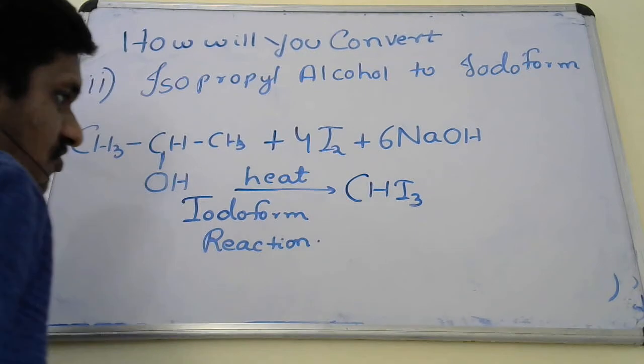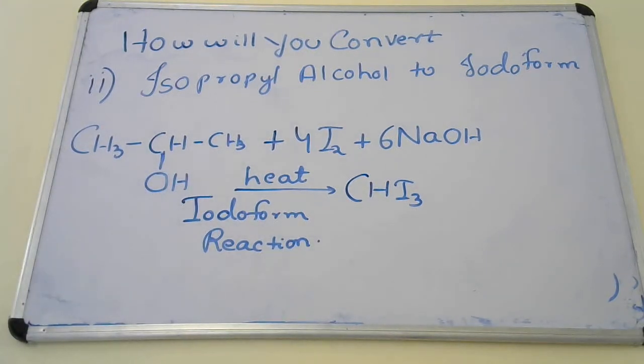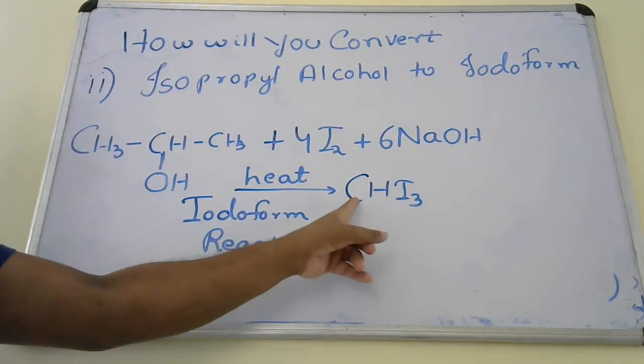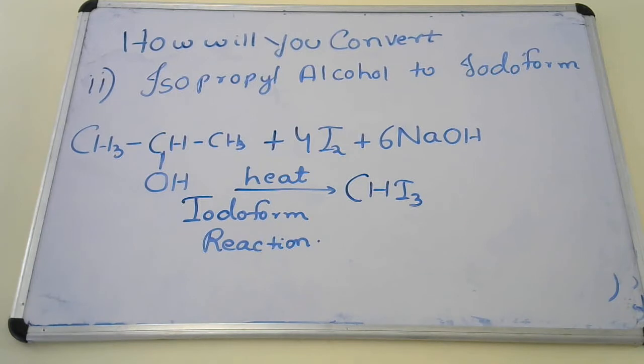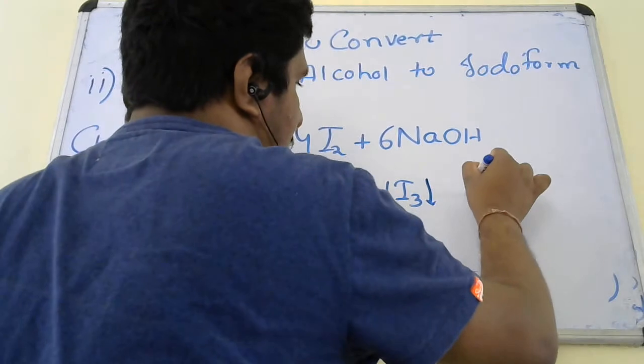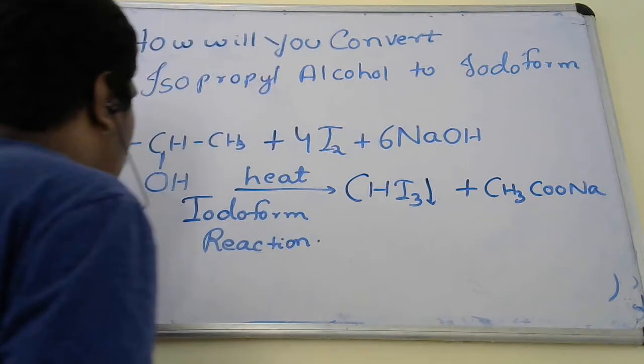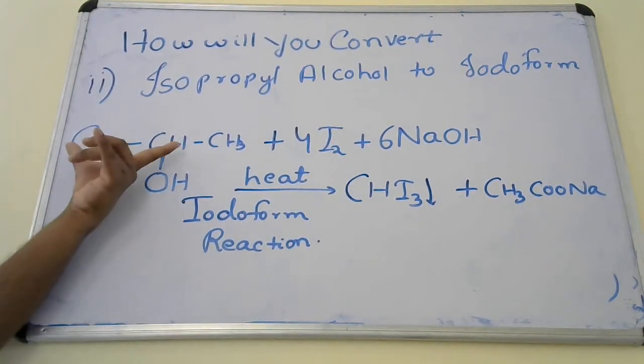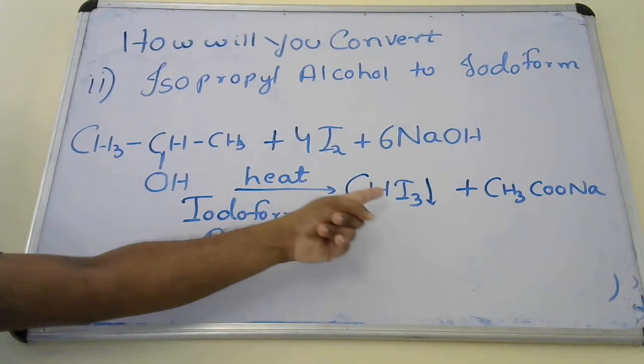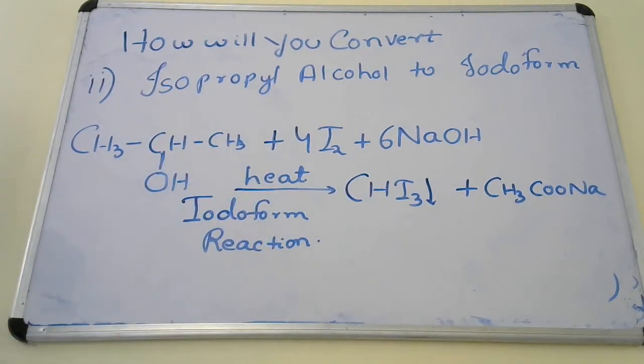Since the name is iodoform reaction, this is iodoform. Iodoform means 3 iodine and 1 carbon, that is called iodoform. And obviously you will get another molecule, CH3COONa. There are 3 carbons in your alcohol. One of the carbons is converted into iodoform, and the rest 2 carbons are converted into the sodium salt of a carboxylic acid.